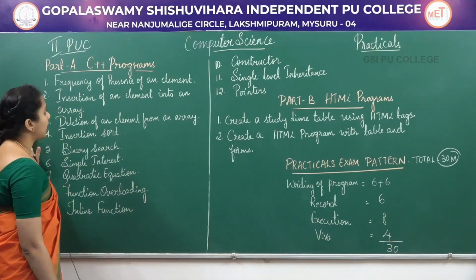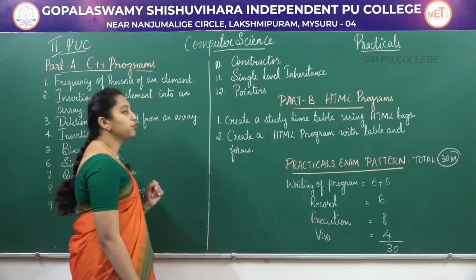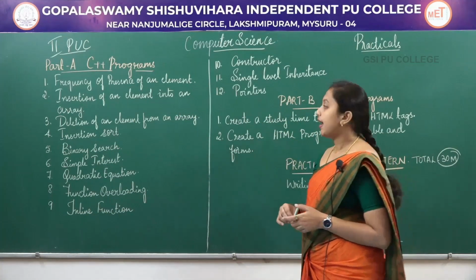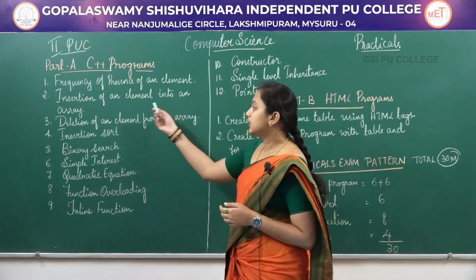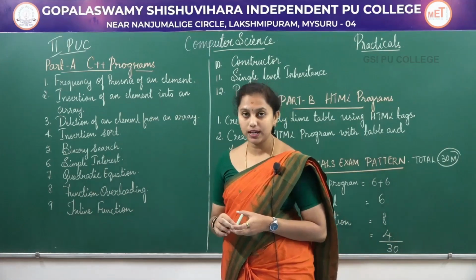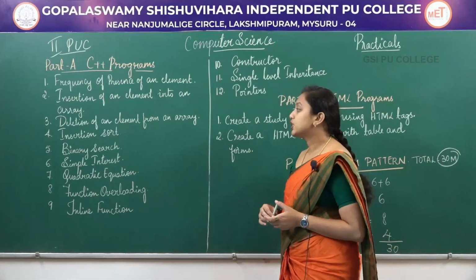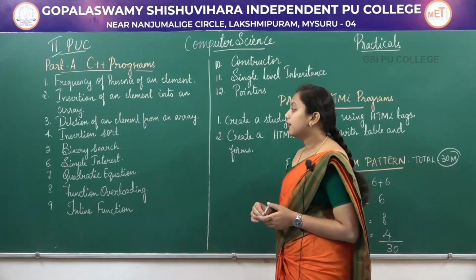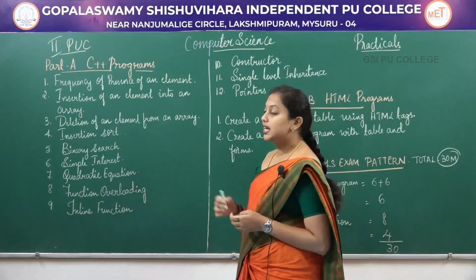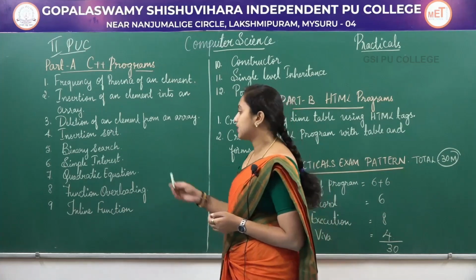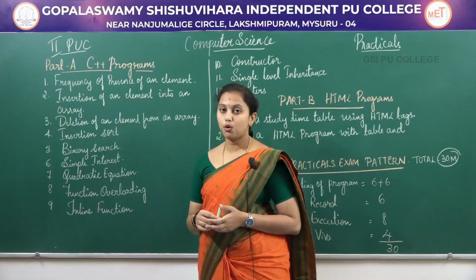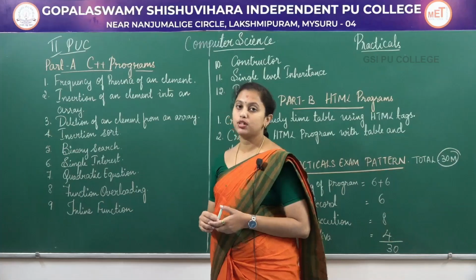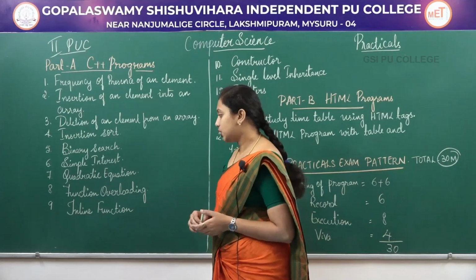In the C++ programs, the first program is to find the frequency of presence of an element, and the second program is nothing but insertion of an element into an array. Third program is deletion of an element from an array, and fourth program is insertion sort. Fifth program is binary search. Sixth program is to find the simple interest, and the seventh program is quadratic equation.